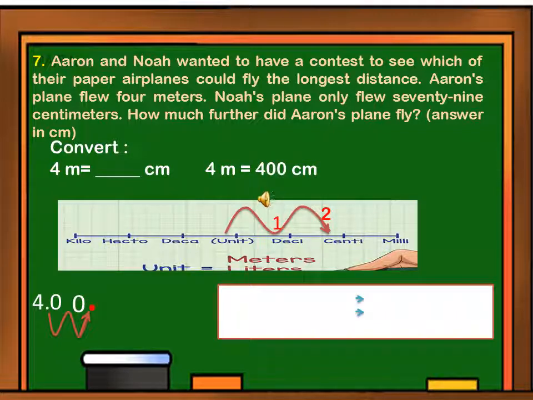Now, we can subtract 400 centimeters by 79 centimeters. Aaron's plane flew 400 centimeters, minus Noah's plane flew 79 centimeters. The difference is 121 centimeters. Final answer, 121 centimeters.